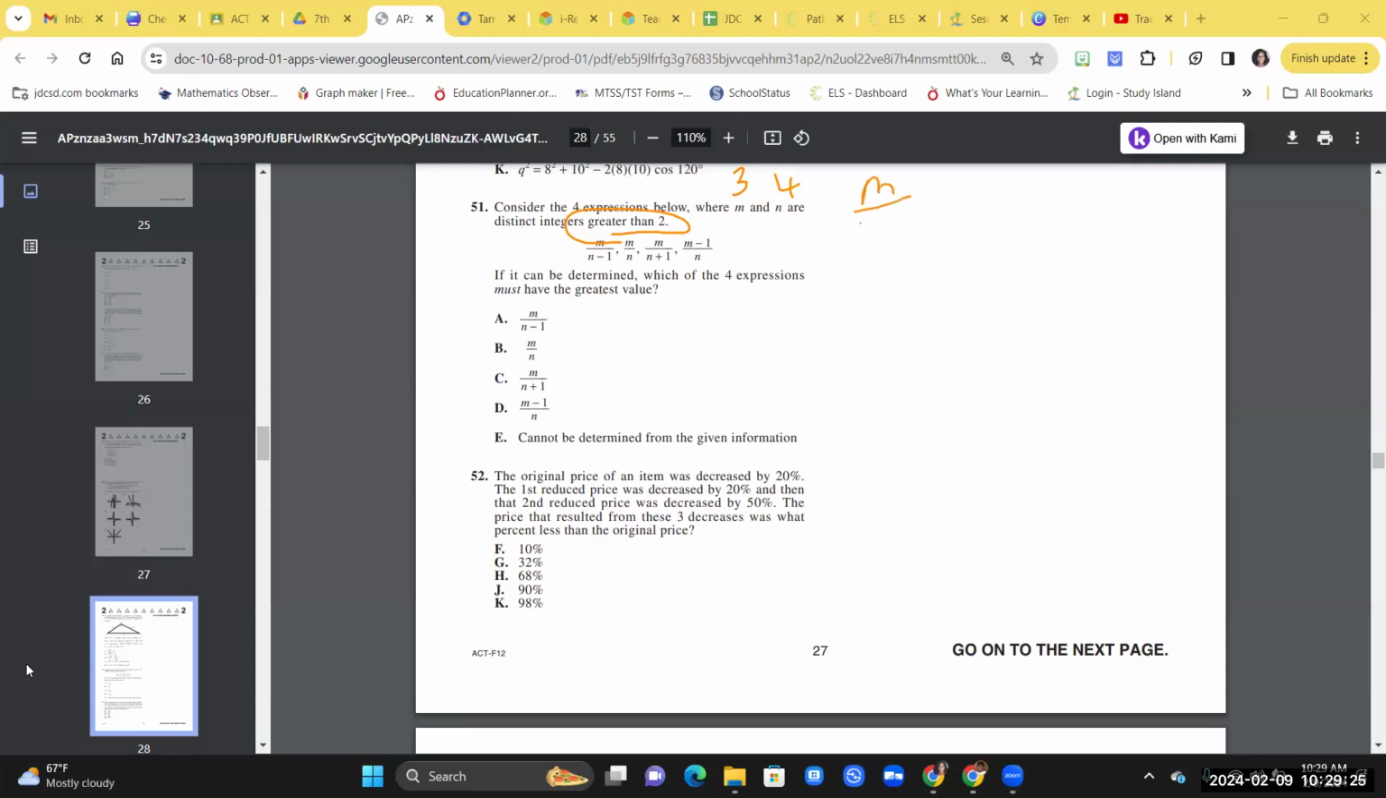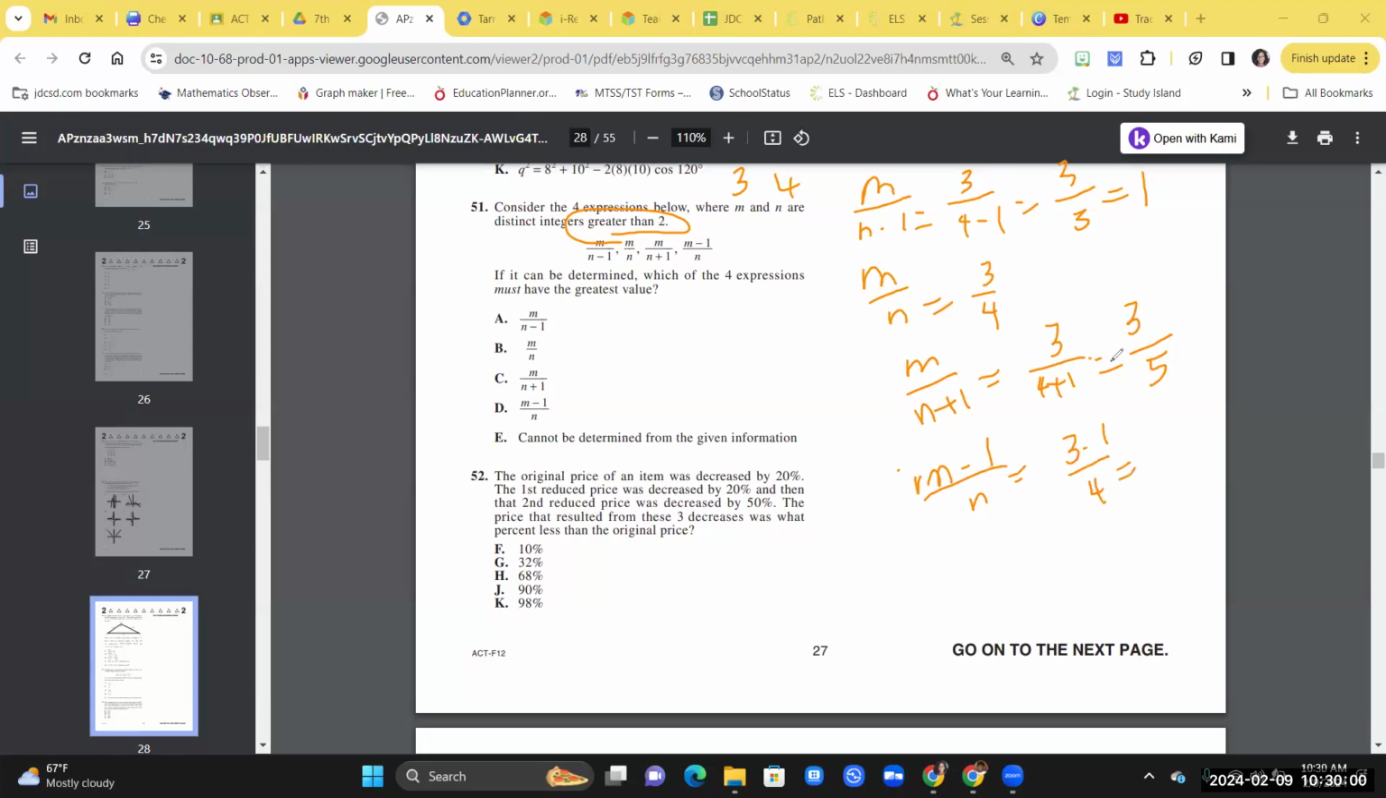First one... N 3/4, N plus 1 3, N 3/5, one by N 3 minus 1 by 4 2/4, and see what's the greatest. The greatest of these would be 1.